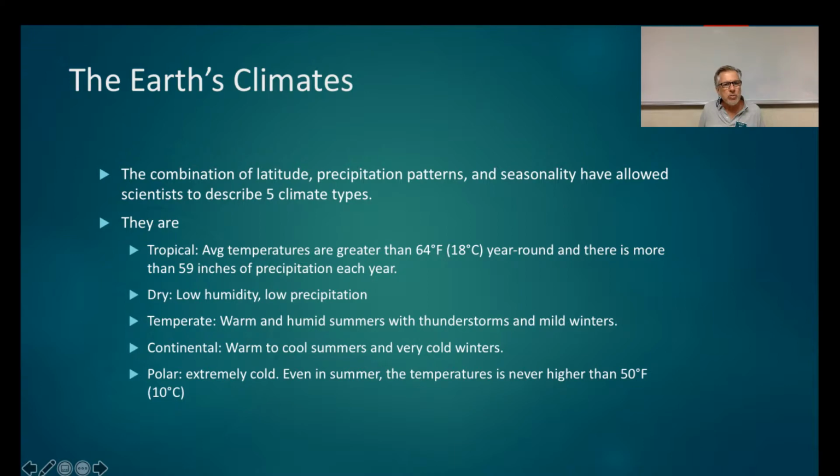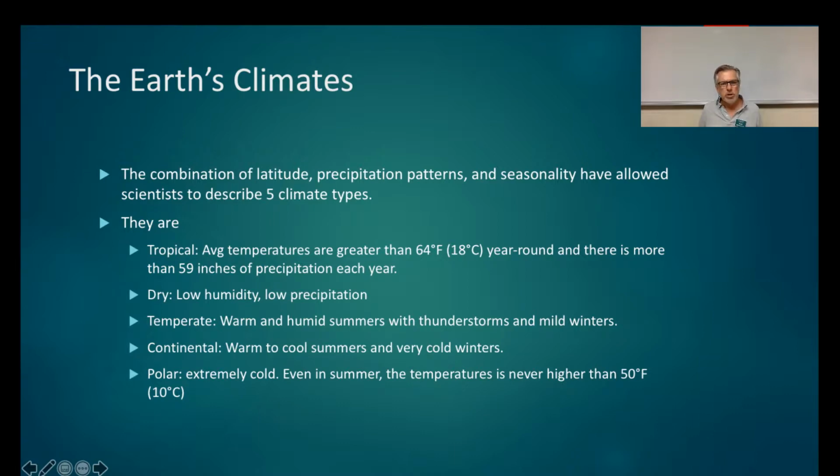Dry climates, which have low humidity and low precipitation, are probably where deserts or semi-arid regions are going to occur. Temperate regions, where you have warm, humid summers with thunderstorms and relatively mild winters, and I know you don't think our winters are mild, but that's just because you've never lived in a continental climate. If you go to college in the Great Lakes, you will learn what a continental climate is, which is warmish to slightly cool summers and very cold winters. So think Maine, Minnesota, Michigan, Montana, all of southern Canada.